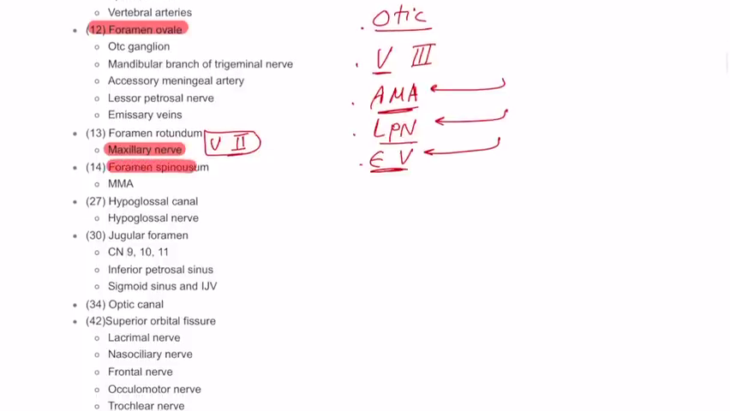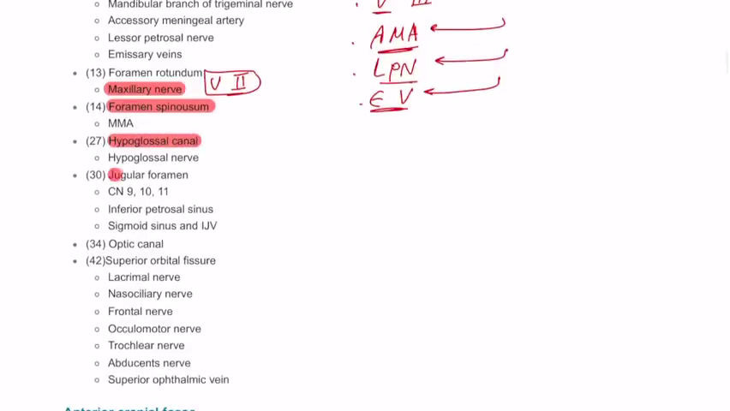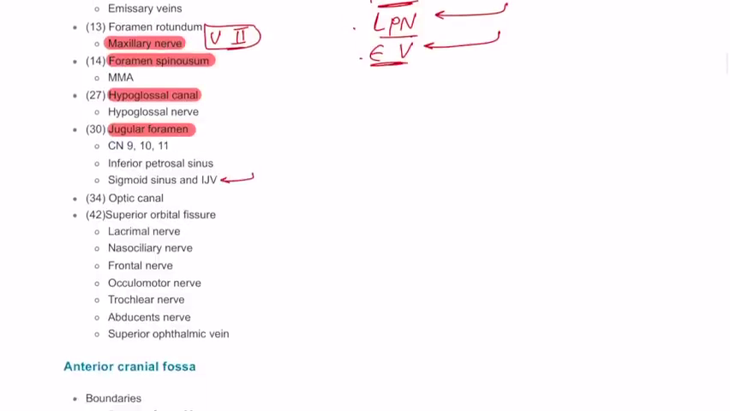And so remember, V3 was oval, and V2 is rotundum. Spinosum, that contains the middle meningeal artery, we mentioned it. Hypoglossal canal contains the hypoglossal nerve. Jugular foramen, 9, 10, 11, and inferior petrosal sinus or sigmoid sinus with the internal jugular vein as a continuation to it as well. Optic canal, we mentioned, contains the optic nerve.